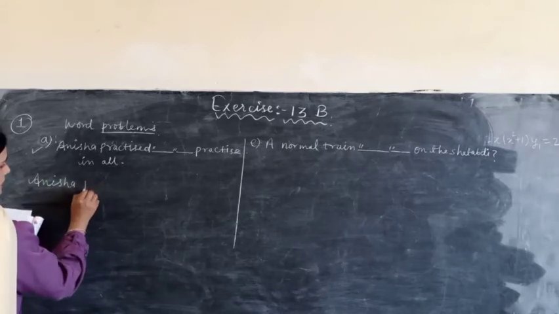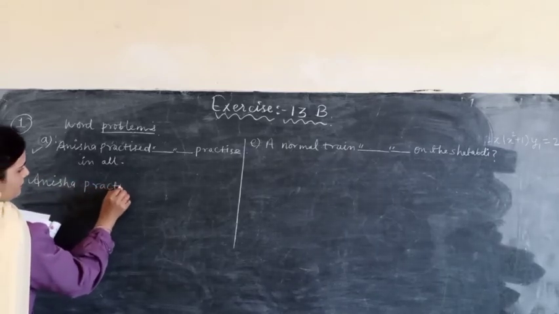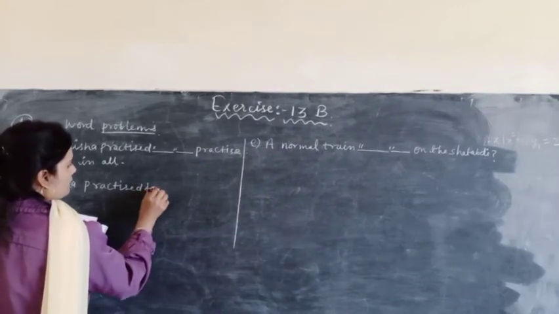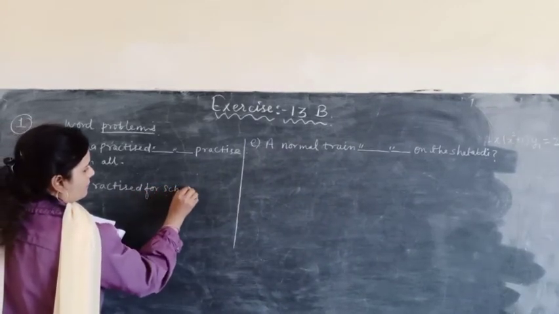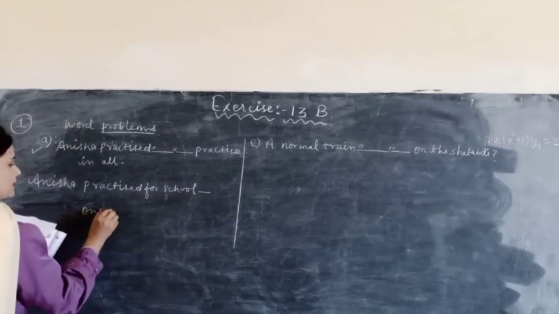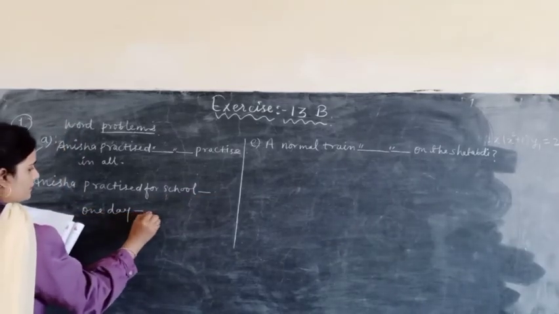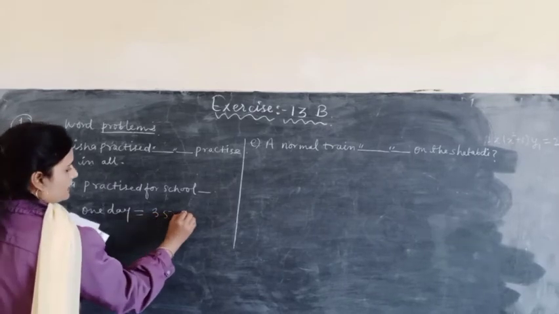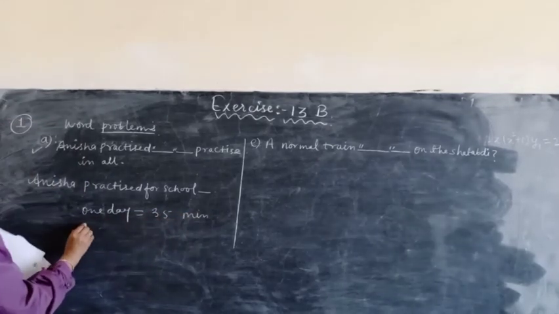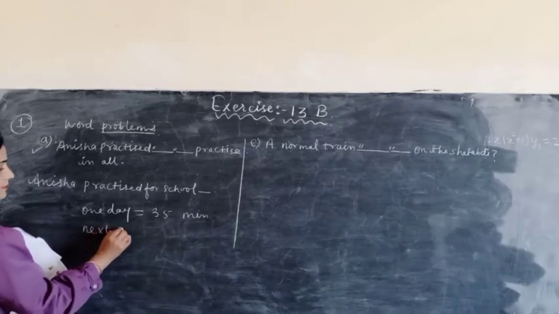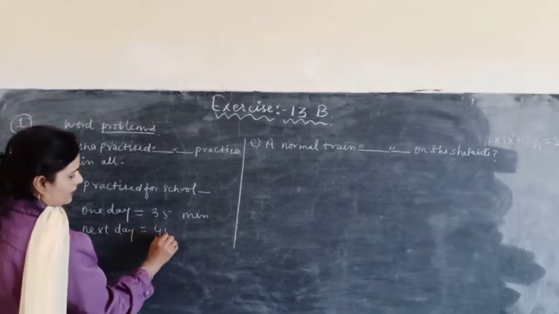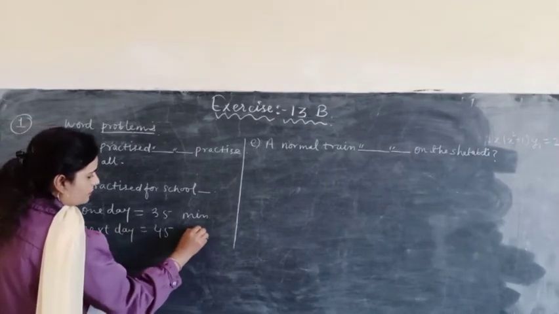Anisha practiced for school. One day she practiced 35 minutes. कितने मिनट प्रैक्टिस की थी? 35 minutes. Okay. And the next day she practiced 45 minutes. Okay, so we'll write here the 45 minutes.